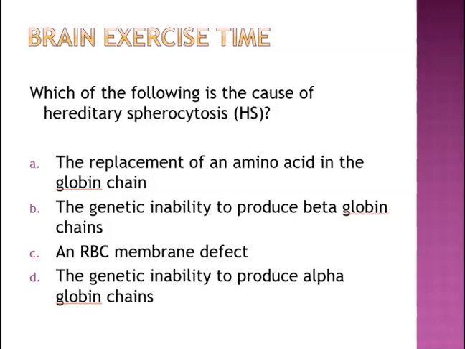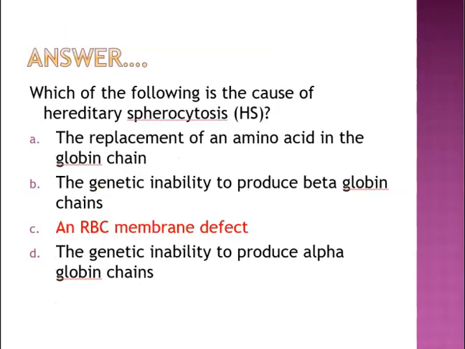Okay, we have a trivia question. Which of the following is the cause of hereditary spherocytosis? Is it A, the replacement of an amino acid on the globin chain? B, a genetic inability to produce globin chains? C, a red blood cell membrane defect? Or D, the genetic inability to produce alpha globin chains? Pause the video before you move on to get the answer. The answer is C, a red blood cell membrane defect. That's the cause of hereditary spherocytosis.